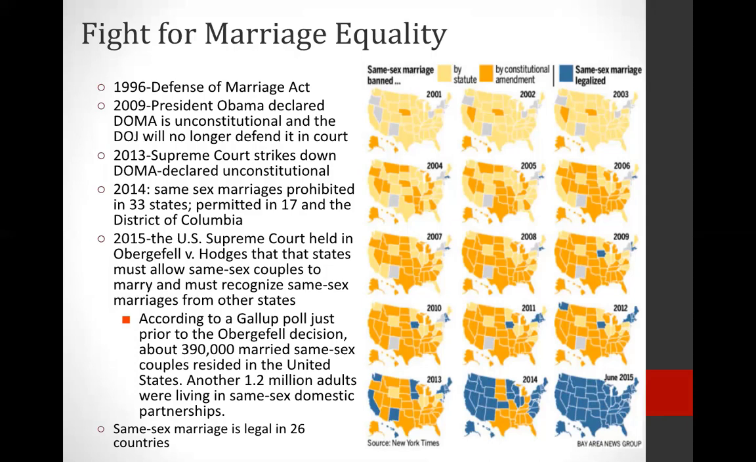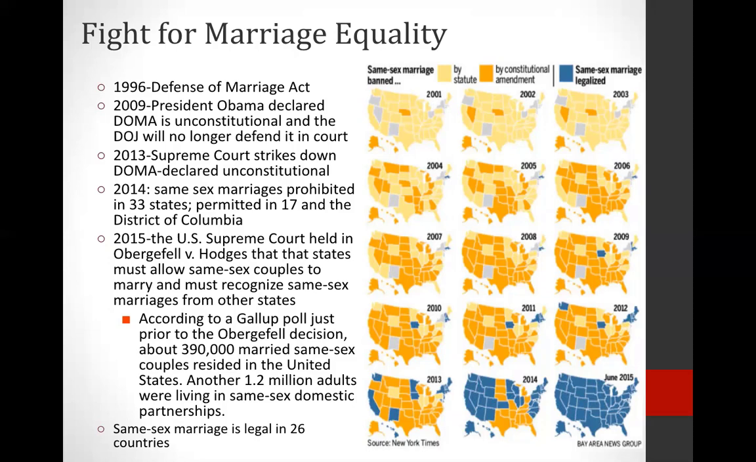From 1996 to 2009, different things were happening at the state level, and you can see that some states began to legalize it as early as 2004, but some states also explicitly banned it. It wasn't until 2009, when President Obama declared that DOMA was unconstitutional and the Department of Justice would no longer defend it in court, that we started to see a swifter uptake. Because by saying that, it set the issue on a very fast-paced course to the Supreme Court. And that's largely what happened.